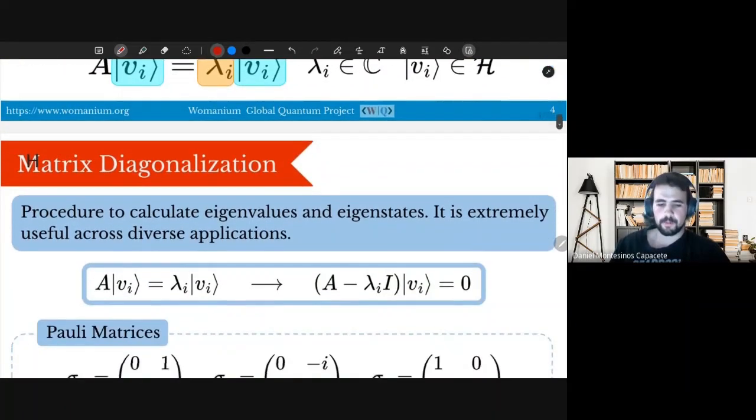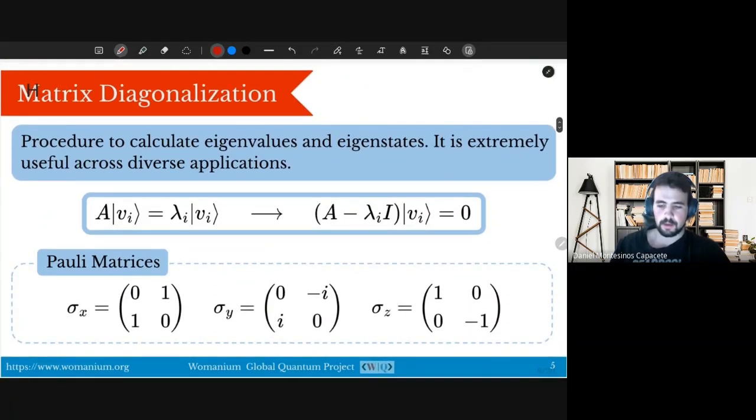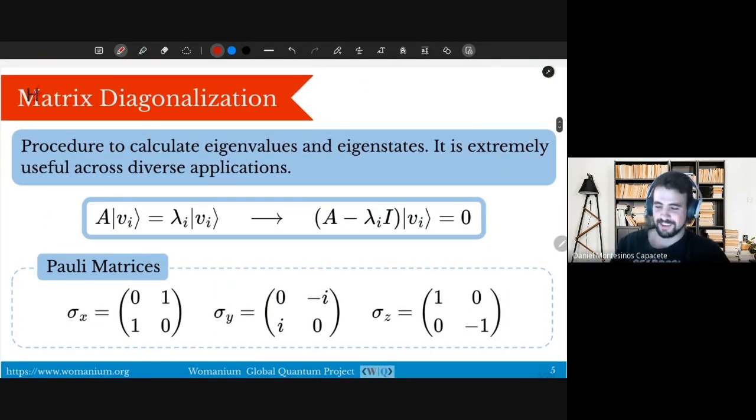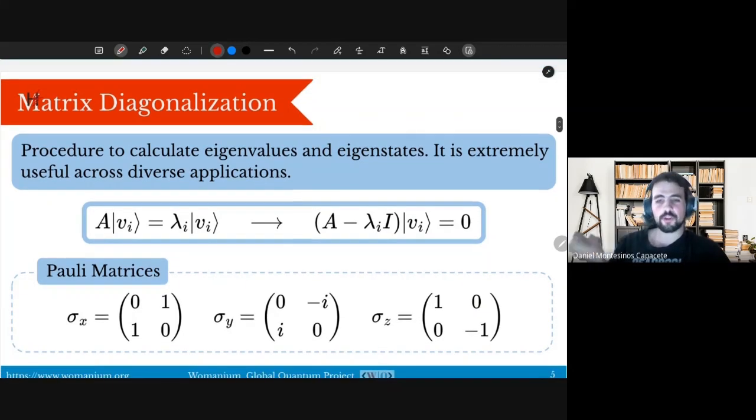So how do we obtain these eigenvalues and eigenvectors? The procedure we follow is called matrix diagonalization, and we can use this when we can use the matrix representation for the linear operator, because if you don't have a matrix representation, you cannot follow this procedure in order to get the eigenvalues you want.